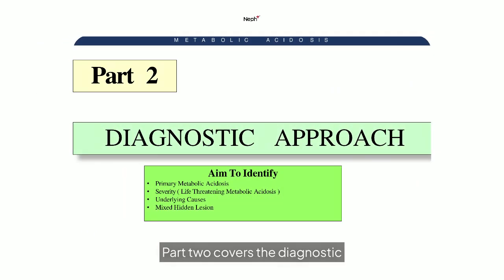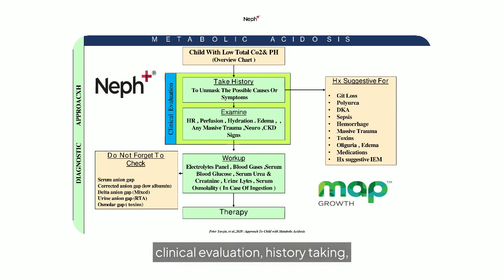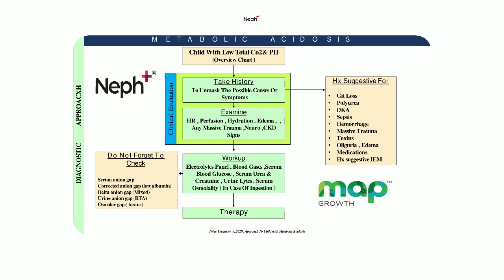Part 2 covers the diagnostic approach to metabolic acidosis. The aim is to identify primary metabolic acidosis, assess severity, uncover underlying causes, and detect mixed lesions. This structured approach ensures comprehensive evaluation. The diagnostic approach involves clinical evaluation, history taking, and laboratory workup. Key factors include serum anion gap, electrolyte levels, and potential causes like sepsis or trauma. This thorough assessment guides effective management.